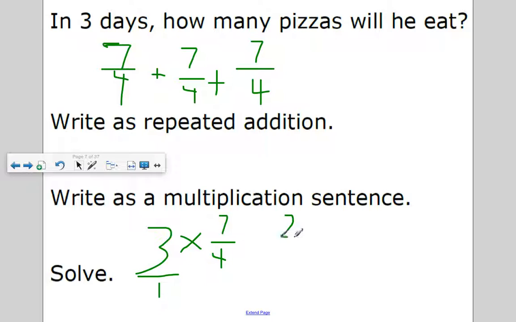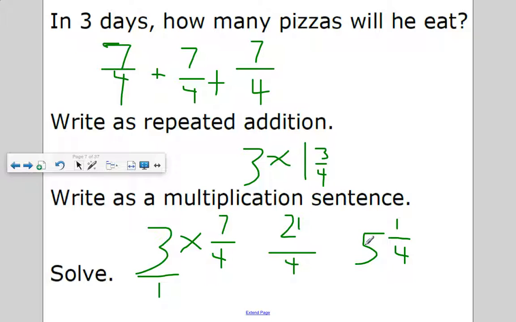So that would be 3 times 7 is 21 fourths. How many fourths go into 21? 5. You have 1 left over. So 21 fourths is equivalent to 5 and 1/4. Again, if you are given a mixed number such as this, 3 times 1 3/4, that's saying 1 3/4 plus 1 3/4 plus 1 3/4 will equal 5 and 1/4.